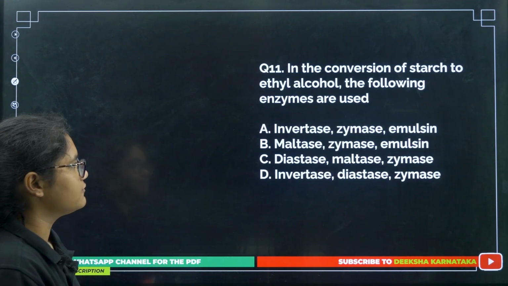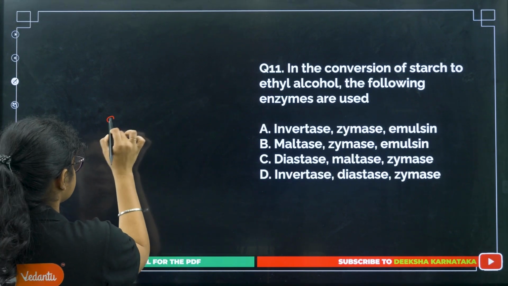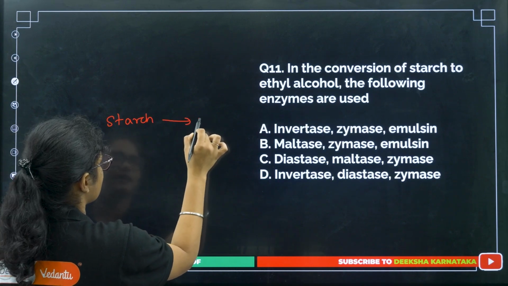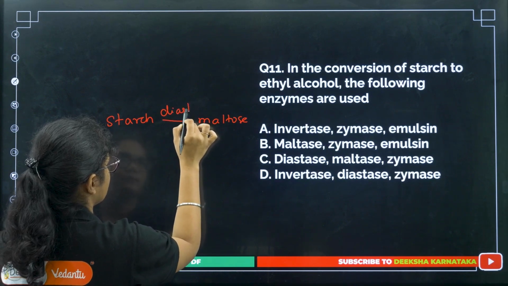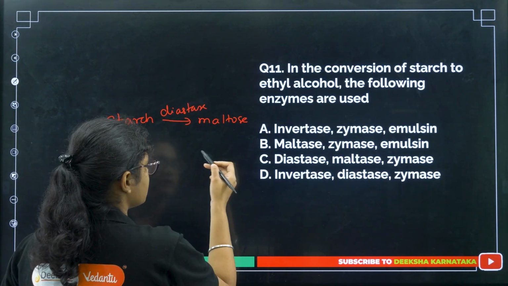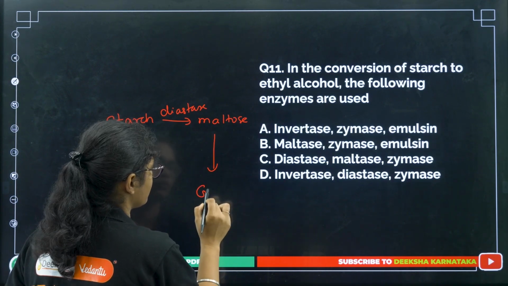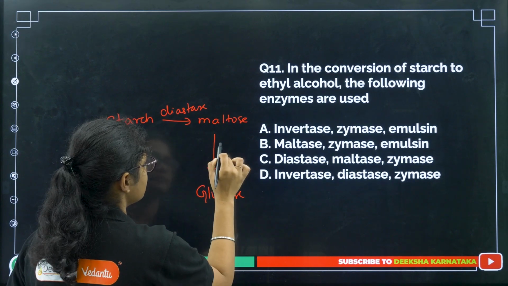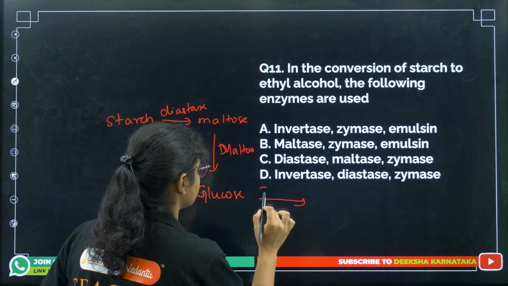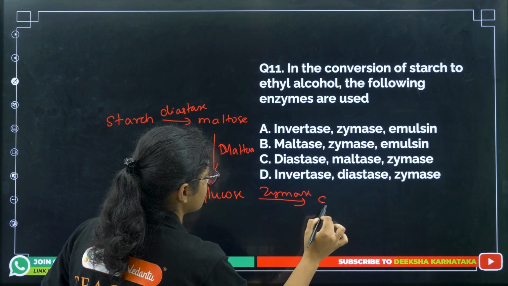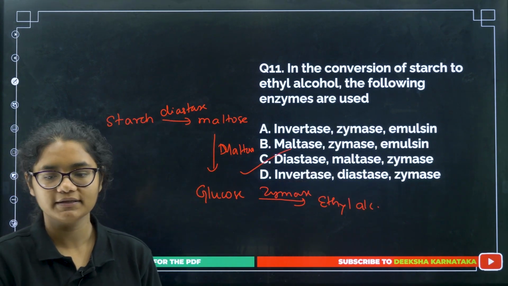Okay. Next, in the conversion of starch to ethyl alcohol, the following enzymes are required. So starch will get converted to maltose using the enzyme diastase. Then your maltose will be converted to glucose using the enzyme maltase. Then glucose, with zymase, you will get ethyl alcohol. So the correct answer for this question will be option number C here.